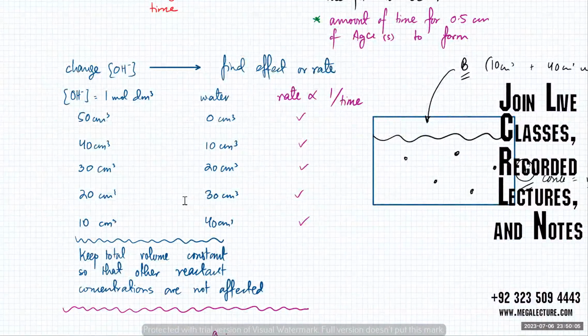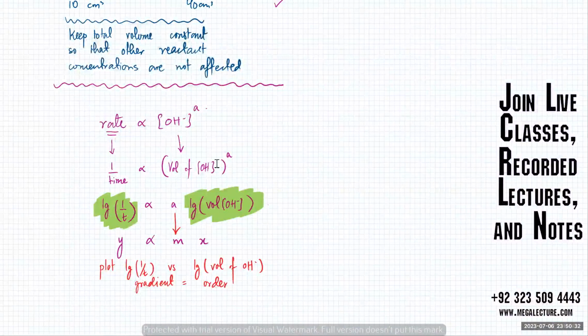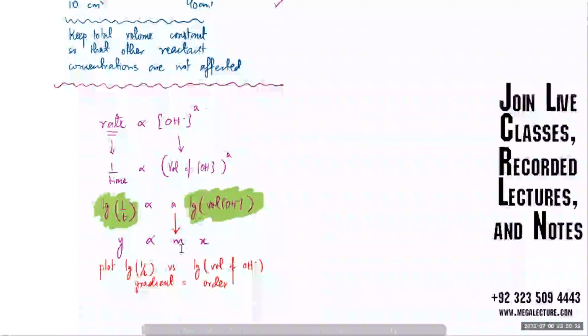Always ensure the total volume is kept constant. The OH ion will get diluted every time proportionally. And just figure out what the rate is. It's going to take a longer and longer time for the reaction to finish. Then you just plot a graph of rate, which is 1 over time. OH ion concentration is proportional to the volume of OH ions. And when you plot it, you take log on both sides. A becomes the coefficient in the linear equation y equals mx, and that's it.